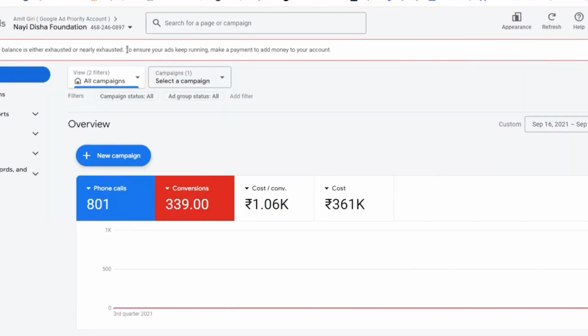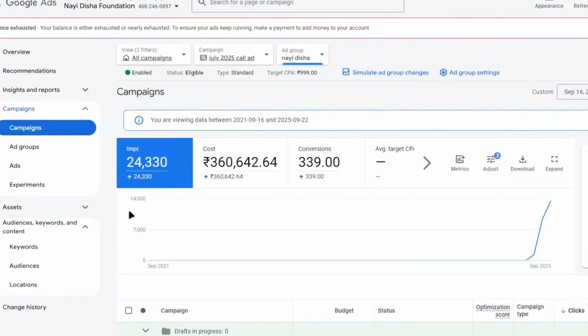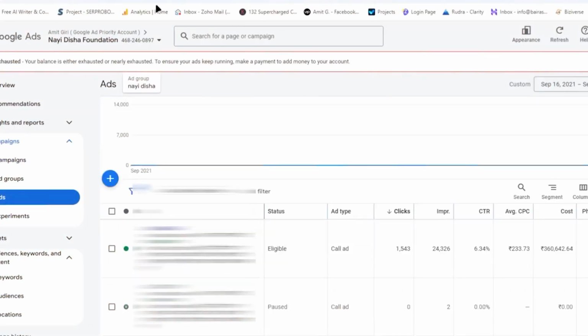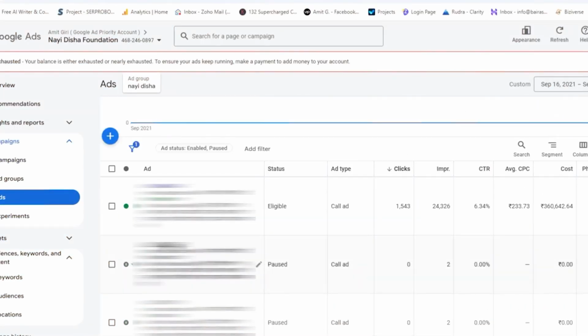Cost per conversion and customer value together decide your profitability. If one customer brings you $100 in profit and it costs you $60 to get that customer, you are still profitable, even if clicks are expensive. This is how business owners should judge Google Ads, not by clicks, not by impressions, but by profit.